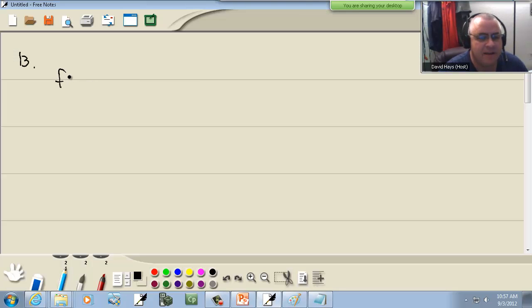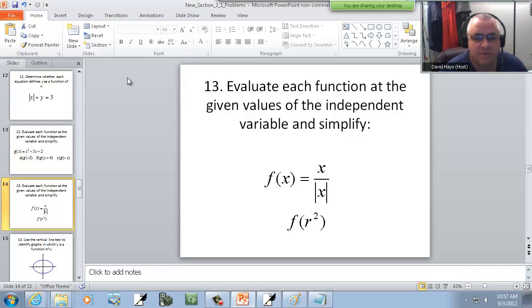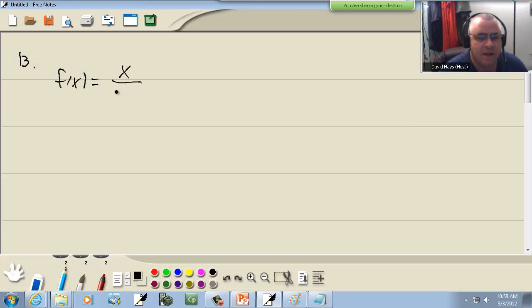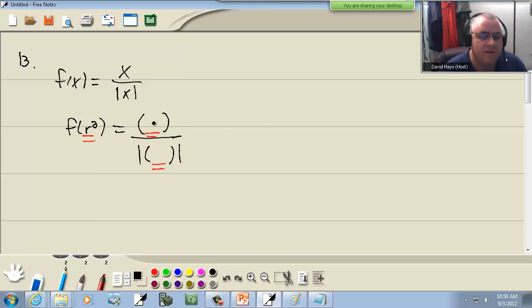And we got f of x is equal to x over the absolute value of x, and we want to find f of r squared. Again, it's always the same. You go through, and everywhere you have an x, you put in parentheses. Everything else remains the same. In this particular problem, we're plugging in r squared, so I plug it in where we put parentheses. So this is r squared, and this is r squared.